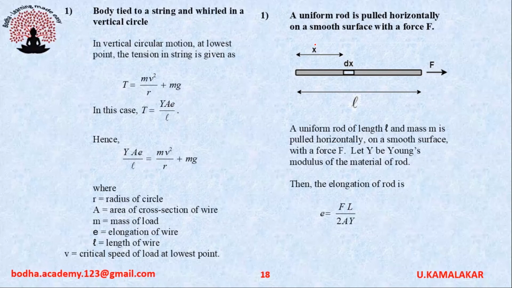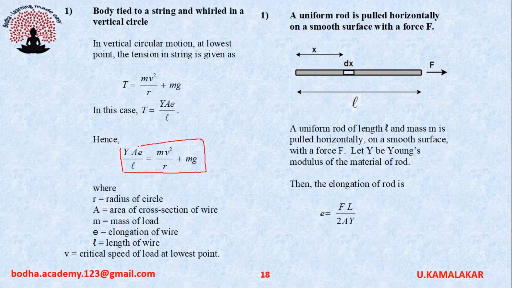Next topic. A body is tied to a string and whirled in a vertical circle. In vertical circular motion, at lowest point, the tension in the string is given as T is equals to mv square by r plus mg. When string is elastic, tension is given as YAE by L. Hence, YAE by L is equals to mv square by r plus mg, where Y is Young's modulus of metal of the wire, A is area of cross section of the wire, E is elongation, L is length of wire, small m is mass of load, V is critical velocity of load at lowest point.